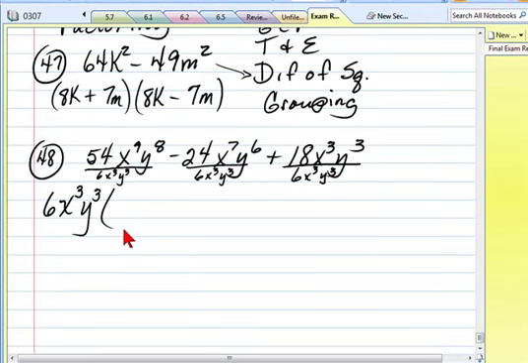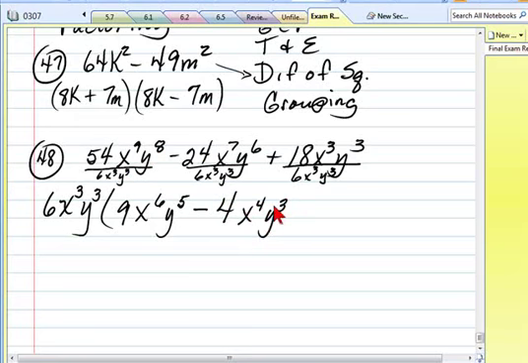And that gives me 6 goes into 54 9 times, x to the 6th, y to the 5th. And how did I get those exponents? I used the quotient rule. 9 minus 3 is 6, and 8 minus 3 is 5. Minus 24 divided by 6 is 4, x to the 4th, y to the 3rd, plus 18 divided by 6 is 3, and what happens to those variables? They cancel out. I did not learn how to factor anything by trial and error that looked anything like that, so I assume that problem's done. So that was just common factor.